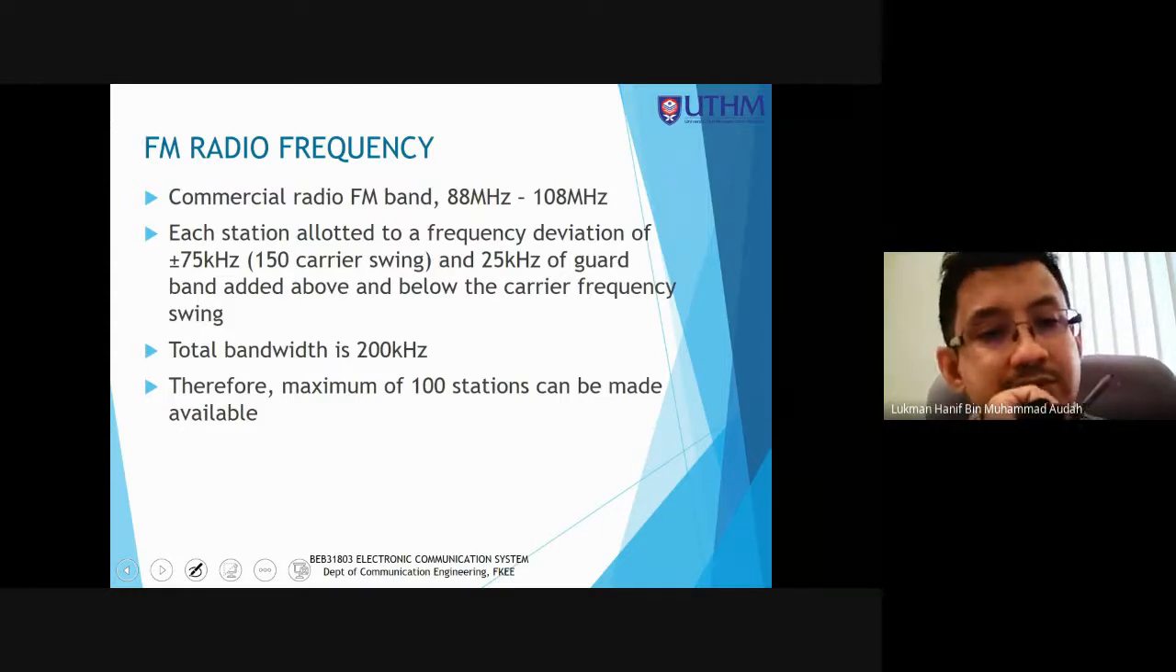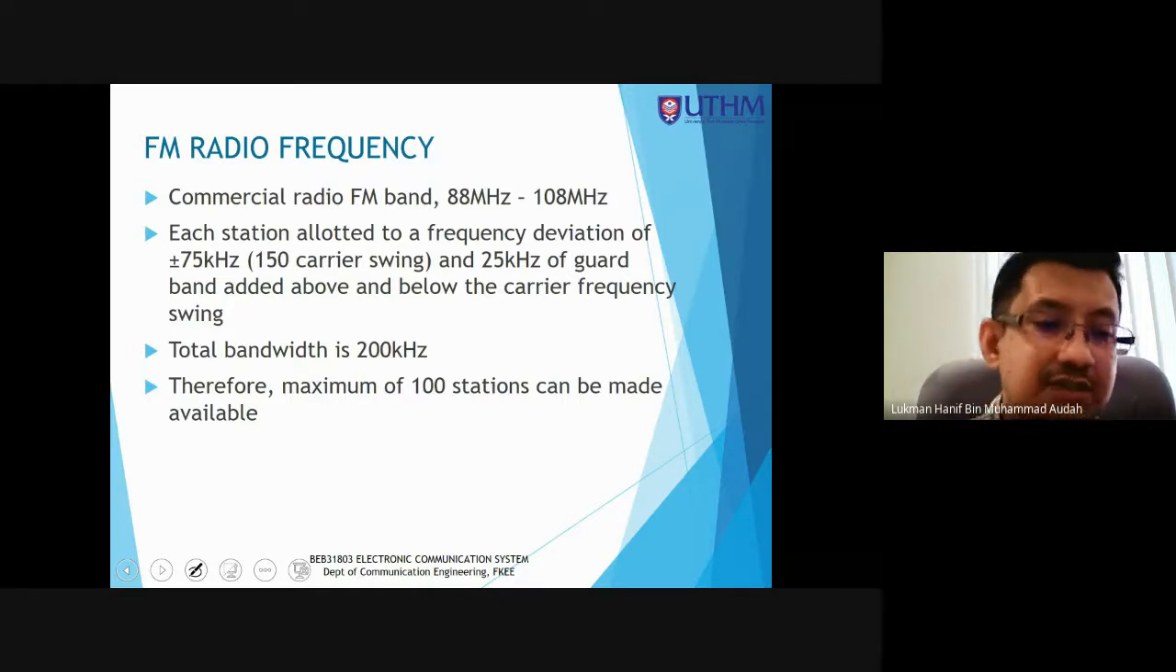Next one. This is about how many channels. Well, the calculation of how many channels. Okay, ini pernah ditanya.